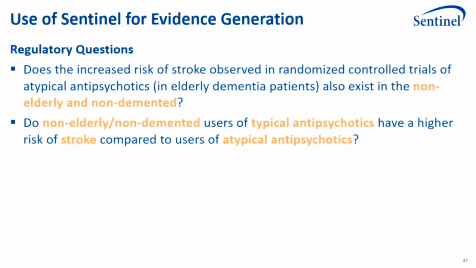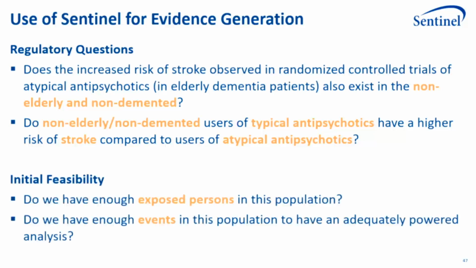And so when we think about how we're going to structure our question to get information back about this, we start out with our initial feasibility. The very first basic question is, do we have enough exposed persons in this population? Is there enough evidence of use of the atypical and typical antipsychotics for us to proceed with asking this question to the Sentinel distributed database? And then, if we decide that that is the case, do we have enough outcome events, so these are stroke events, in this population to have an adequately powered analysis?